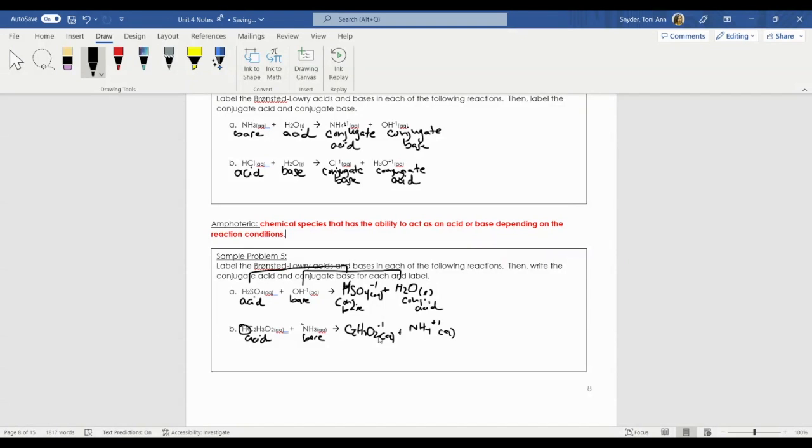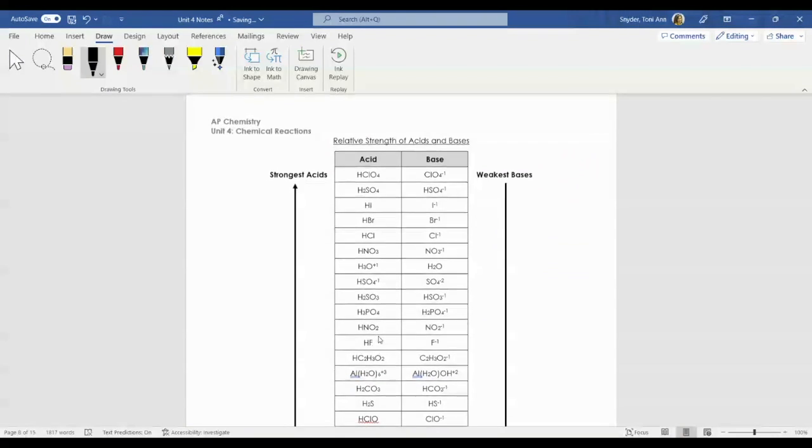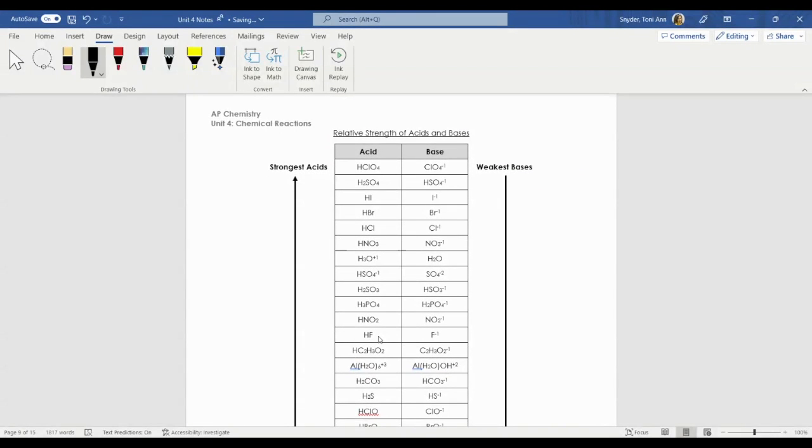What we can also do is to determine what side of the reaction is most likely going to be favored based on the strength of those acids and bases. So if I look here, here's the table that shows relative strength of acids and bases. At the top, you have some of your strongest acids, right? Here's some of the strongest ones that we've talked about already. Here's your 6. So I have nitric, chloric, right there.